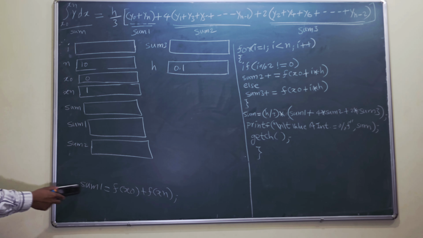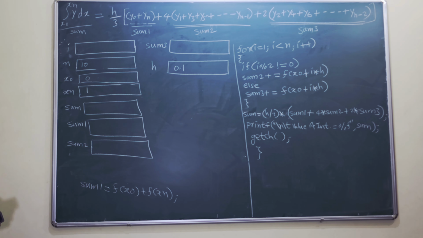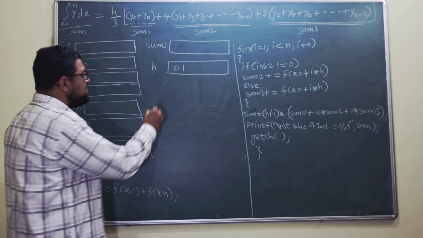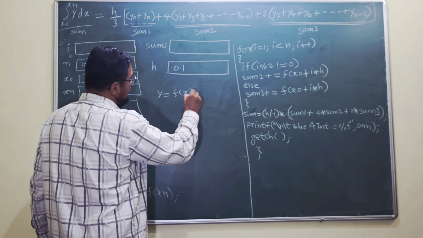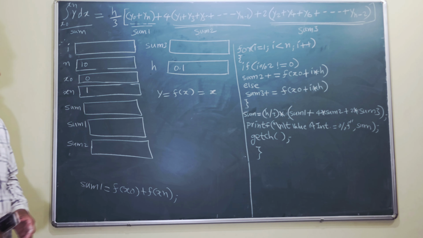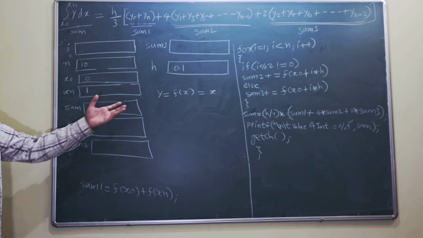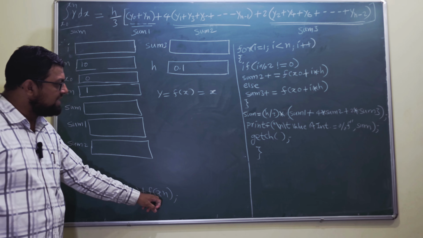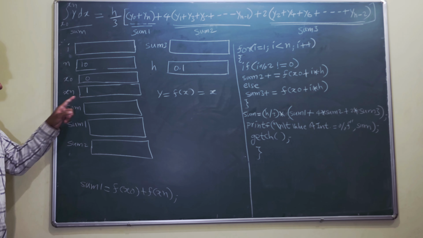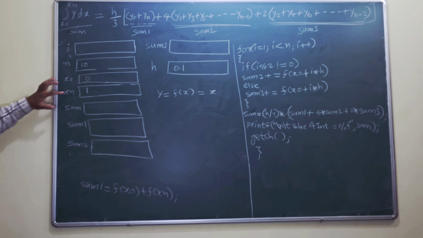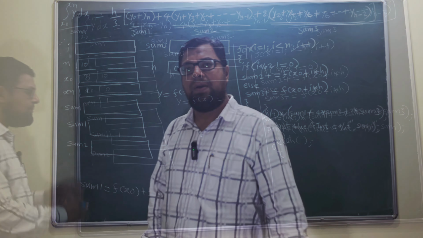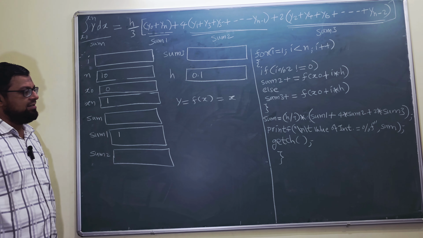Then we say sum1 is equal to f of x0 plus f of xn. Now f of x0 is f of 0, and since our function is y equals f of x equals x only, whatever the value of x is, the same value is the value of the function. So sum1 is equal to f of x0, that is 0, plus f of xn, and the value of xn is 1. So it will calculate 0 plus 1, and therefore the value of sum1 will be stored as 1 over here.